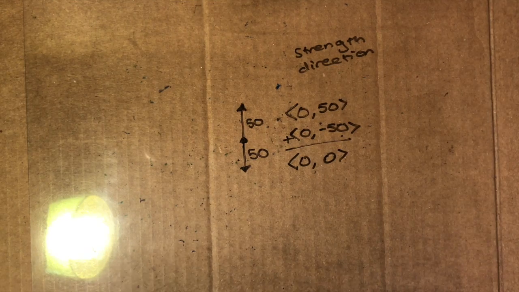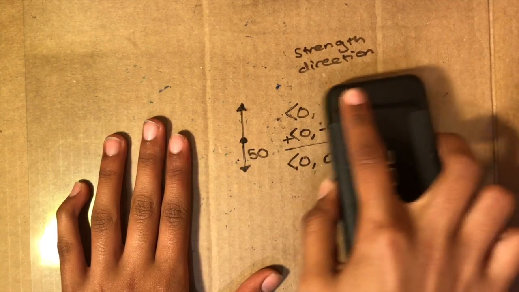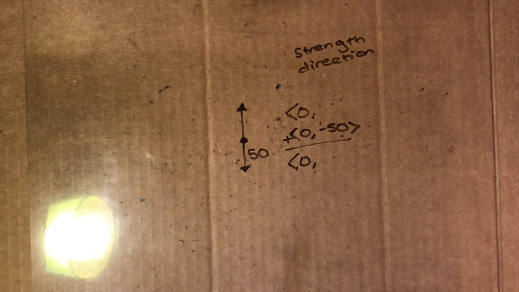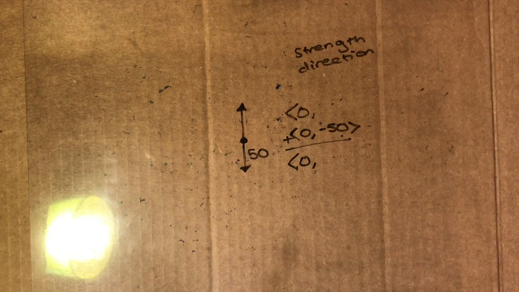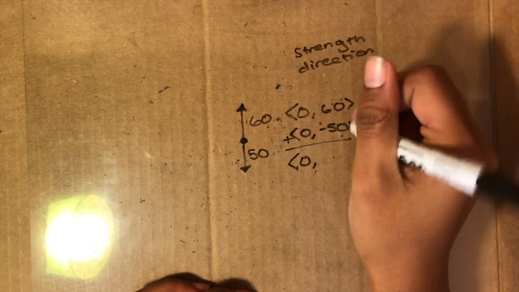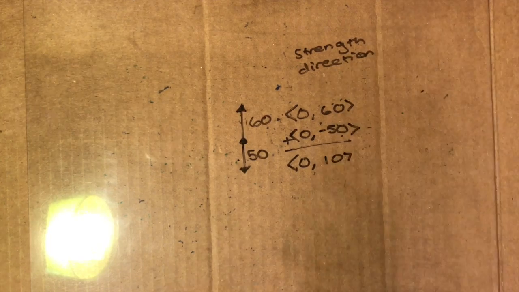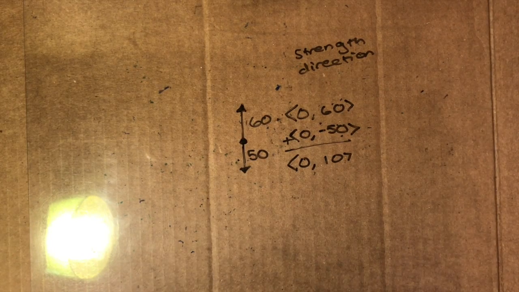But what if you have this side being slightly stronger? Let's say it has a strength of 60. Now, the overall force of the ball is going to be 0, 10. So it's going to move 10 up. And that kind of makes sense too. Because if you have two people and they're pulling at one object, but one person is stronger than the other, then the stronger person is eventually going to get the object, just because they can pull harder.